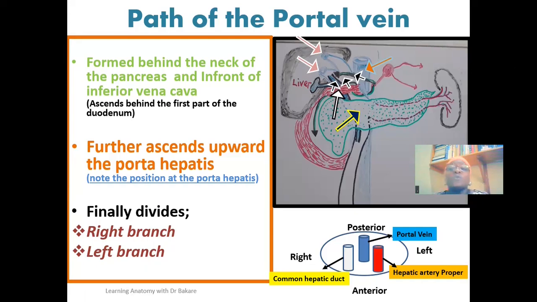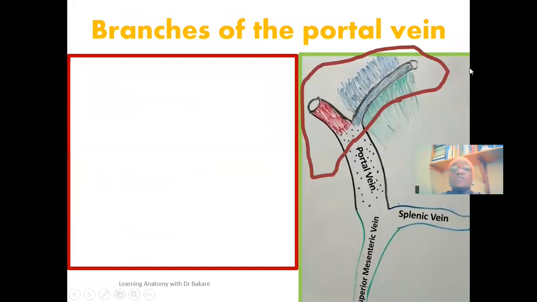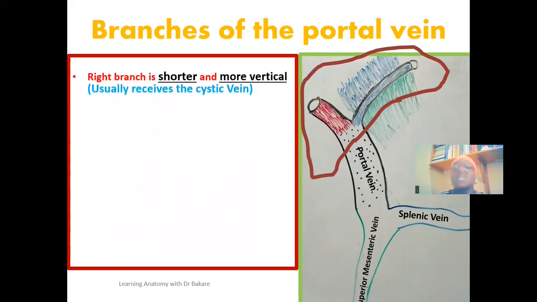We know that we have the right and the left lobe, and posteriorly we have the quadrate and the caudate lobe. So they go down to supply the different regions of the liver. So going further on this, it is good for us to also establish the morphology of this branch. We know that finally the portal vein will divide into two branches. We have the right and the left. The right branch, this is the right branch. It is shorter than the left. It is also more vertical.